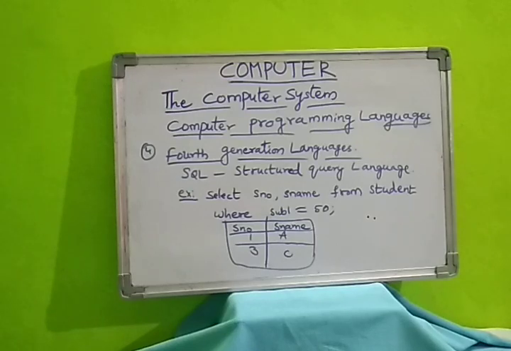In that student table we will display where the marks are greater than or equal to 50. So what are those two records we have there? S number, S name. Records 1 and 3, and the names are displayed. So this is the fourth generation language.